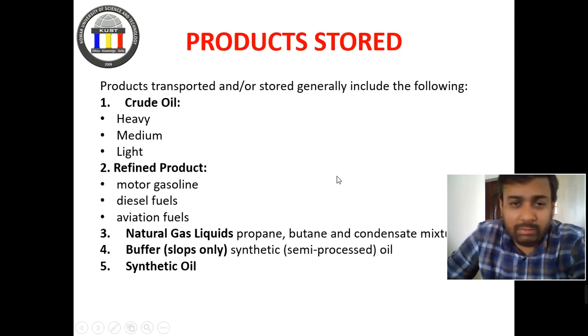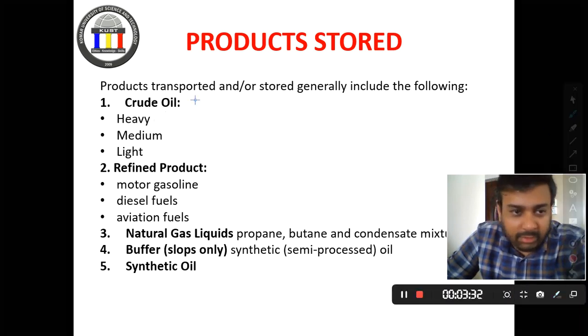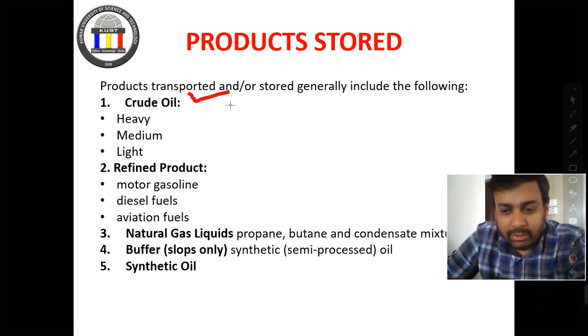So what kind of products can we actually store? We can mainly store crude oil. But this crude oil, as you know, we always divide into light, medium, and heavy crude oil. Each kind of crude oil needs a different kind of storage, which we are going to discuss in this lecture. Then after the refinery process, you have gasoline, diesel fuels, and aviation fuels.